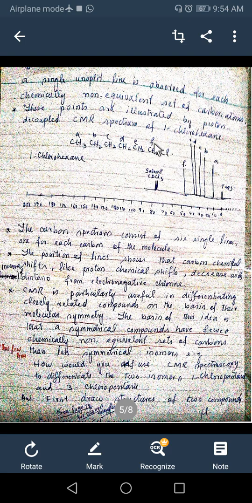As the electronegative atom is nearer, it will be more deshielded and present downfield, and it has greater value of the delta. So F type has maximum value of the chemical shift as compared to A type, B type, C type, D type and E type. So 1, 2, 3, 4, 5 and 6 signals, 6 lines are present in the spectrum.